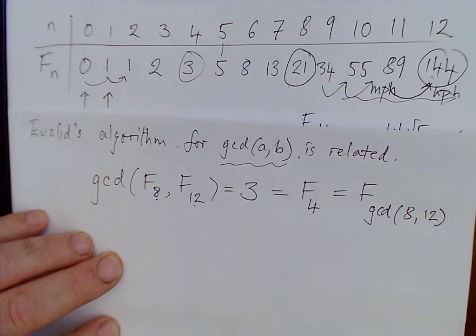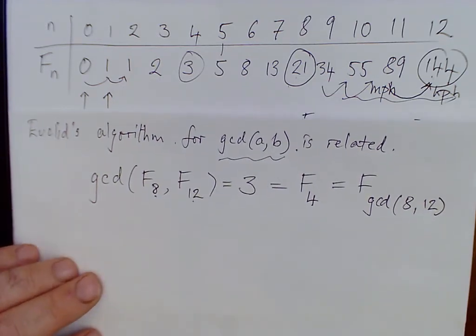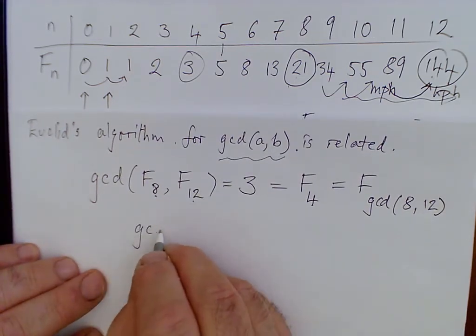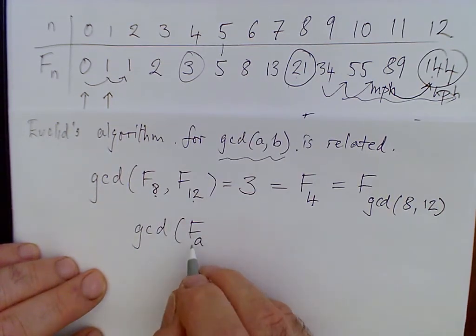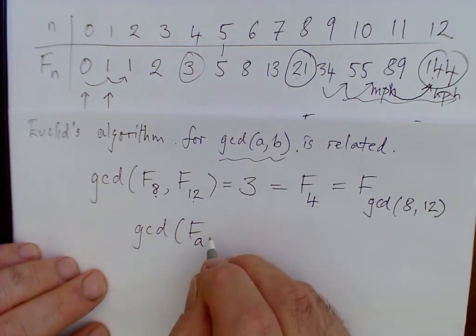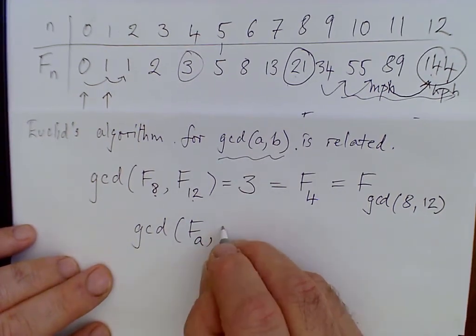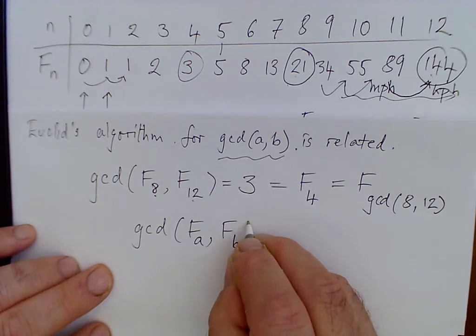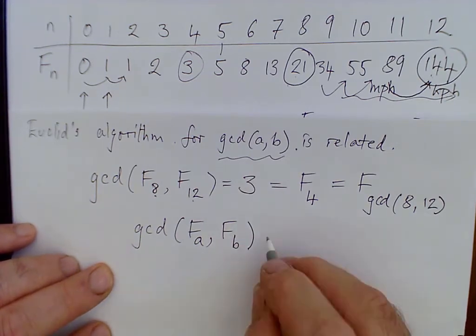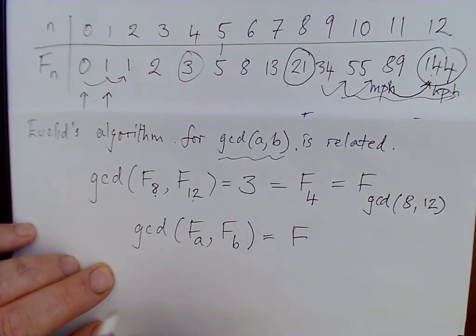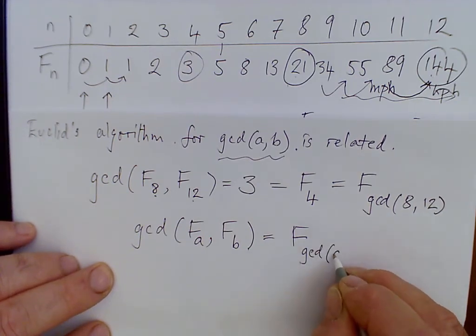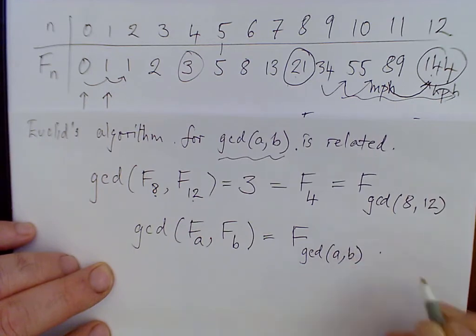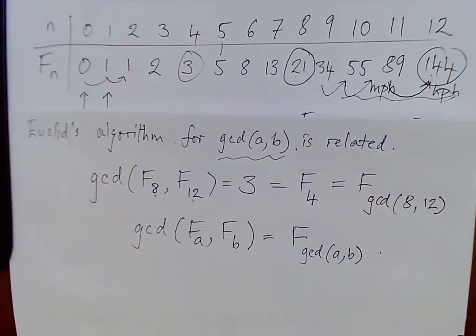So this is an illustration of a very famous result that says the greatest common divisor of two Fibonacci numbers, say F of a and F of b, is actually a Fibonacci number, and it's the Fibonacci number associated to the greatest common divisor of a and b. And that's actually a very important fact. It's a good idea to know this.